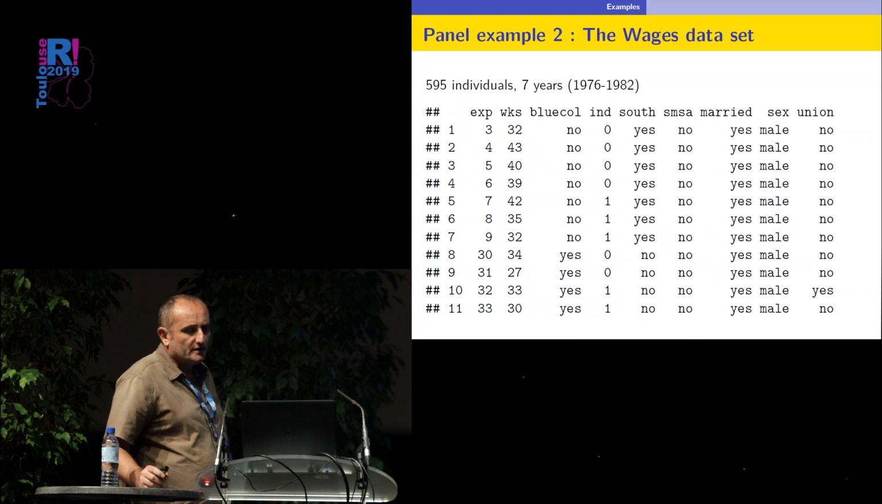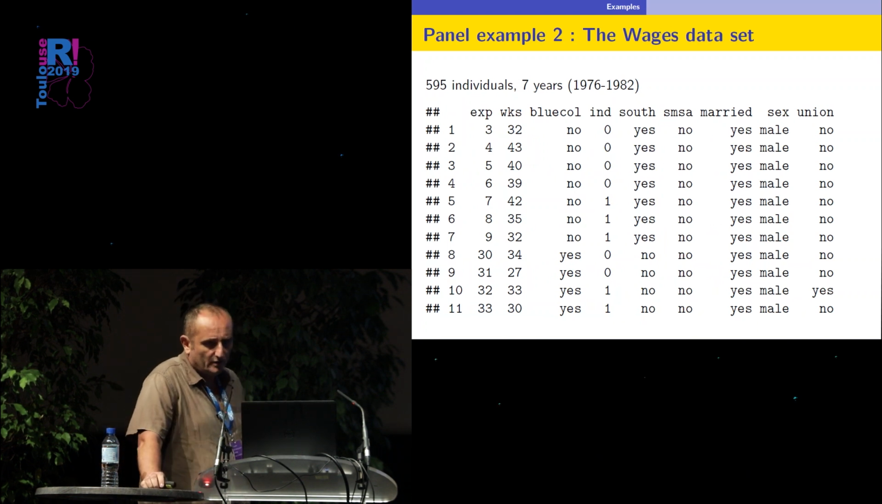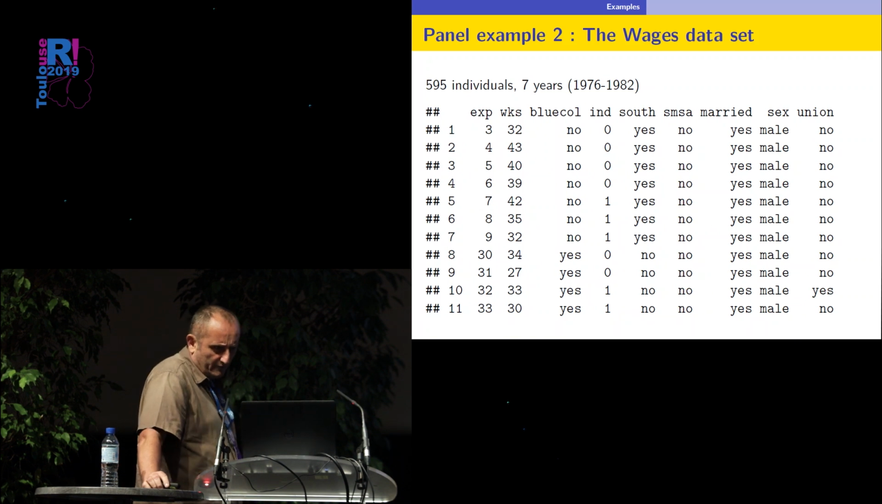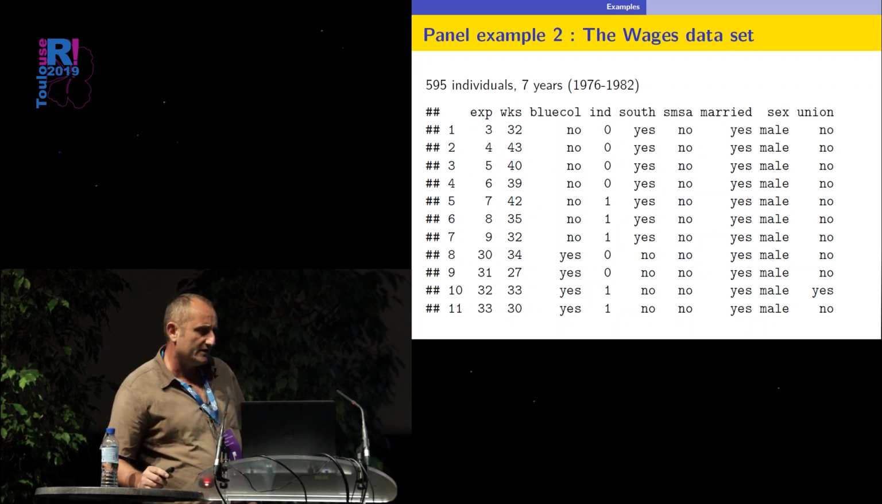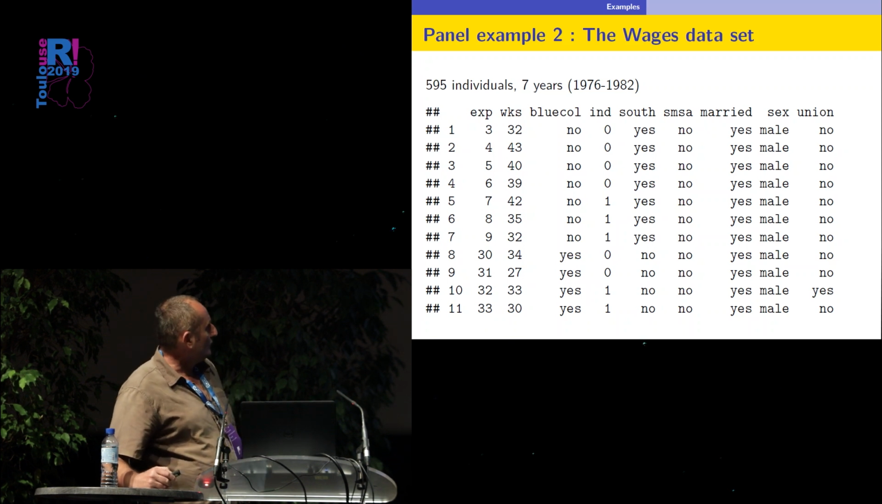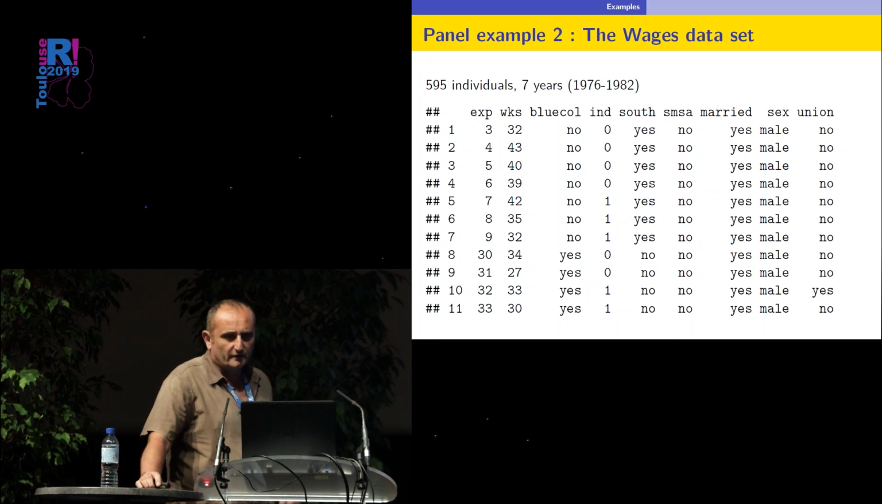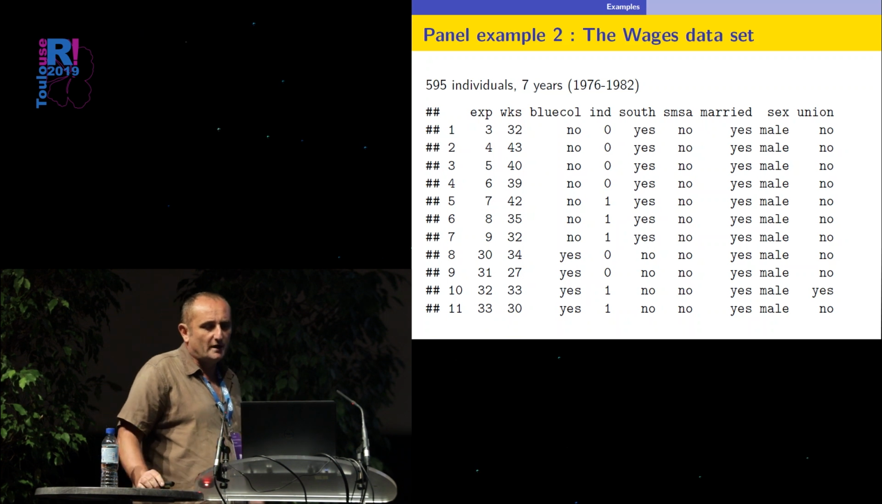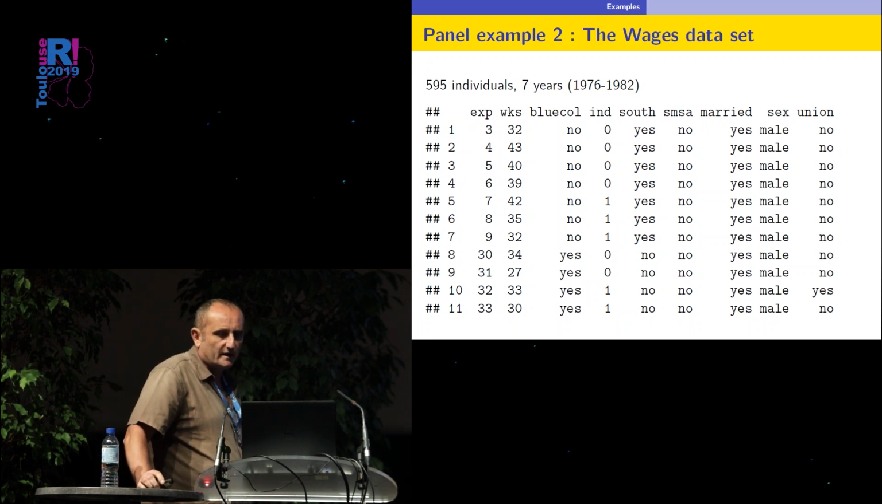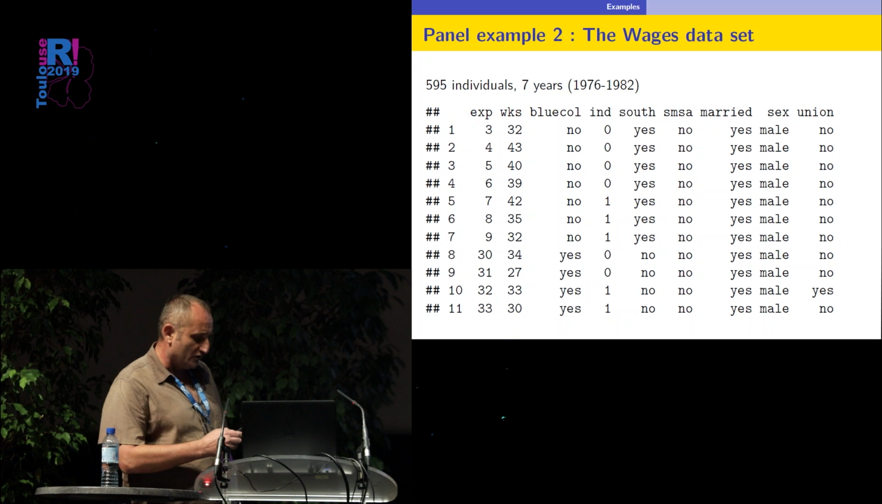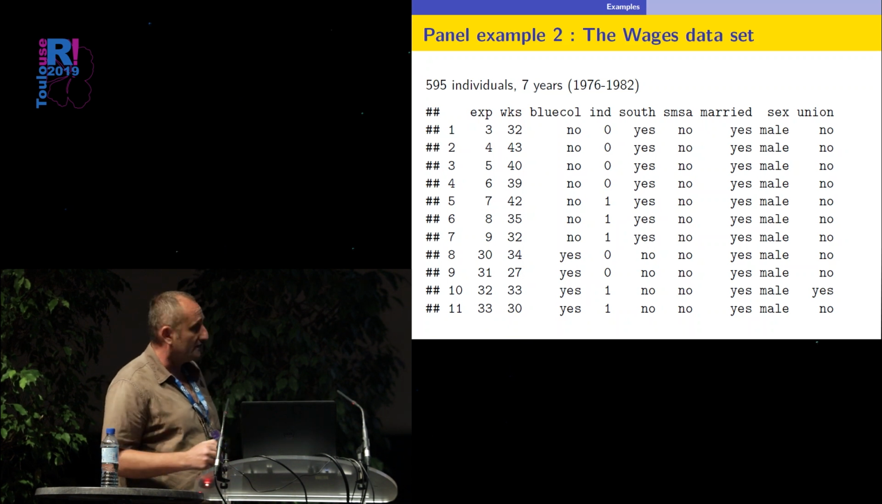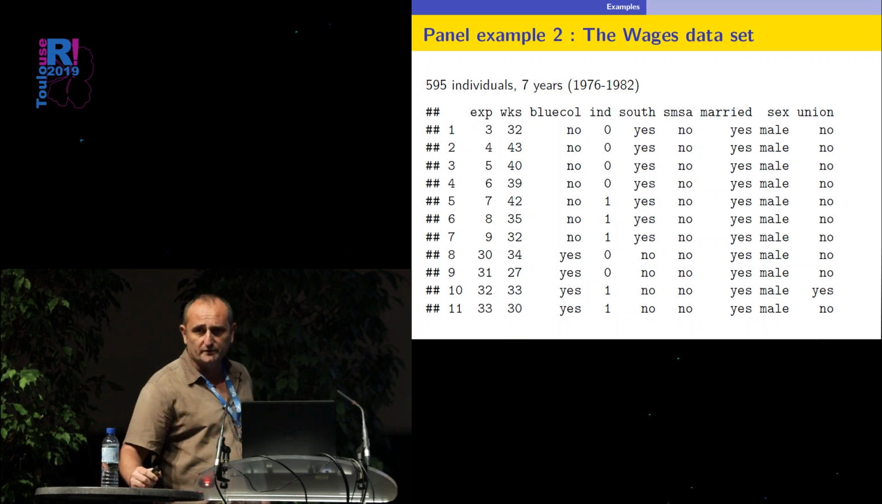The second example is also a panel data example, which is called wages here. So we have information about 595 individuals for 7 years. We don't have any indexes in this data set, but we know that the observations are sorted first by the individual index and next by the time index. So knowing just the number of individuals is enough to retrieve the information about the structure of the data.